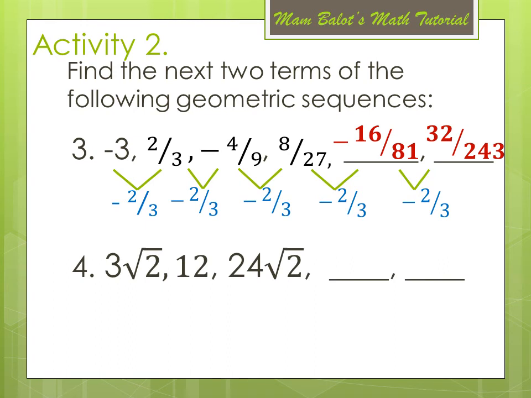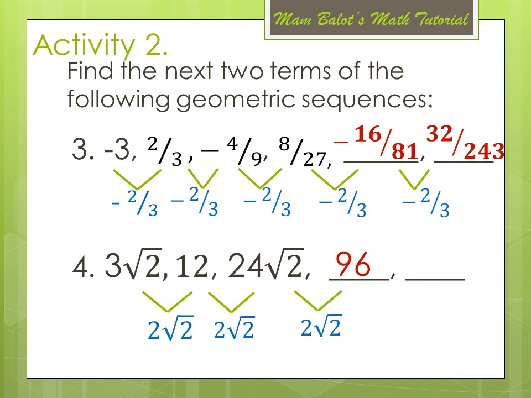Example number 4. We have 3 square root of 2, 12, 24 square root of 2, blank and blank. So the common ratio here is 2 square root of 2. So we multiply 2 square root of 2 to 24 square root of 2, we get 96. Multiply again 2 square root of 2, we have 192 square root of 2.